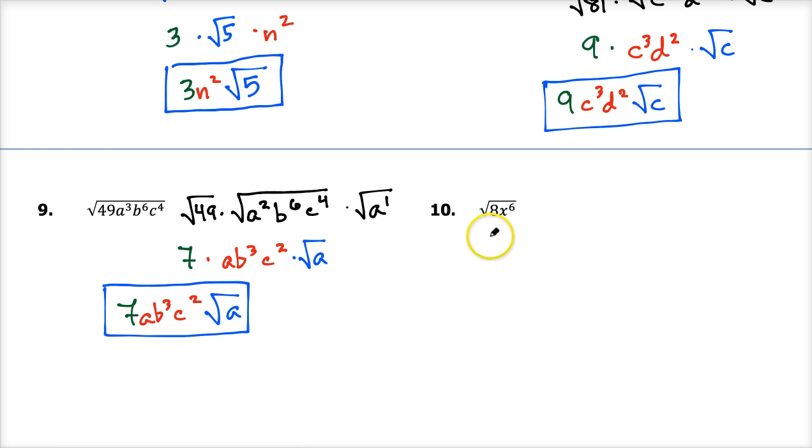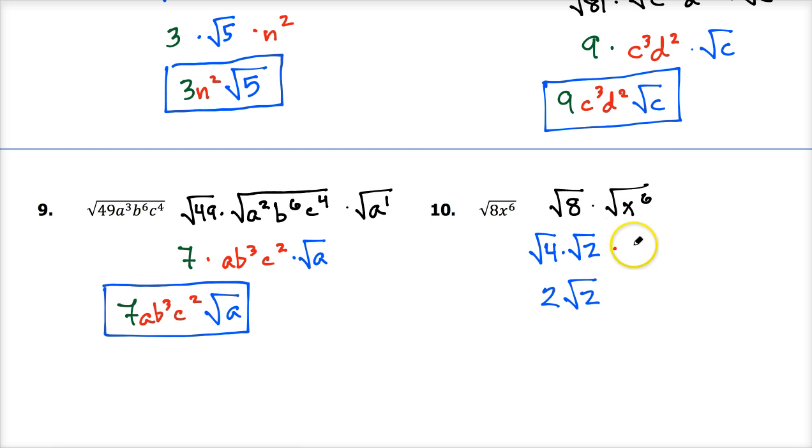Number 10, radical 8x to the 6th. So I can make this radical 8 times radical x to the 6th. Radical 8 is divisible by 4, so I can make this radical 4 times radical 2, which just becomes 2 radical 2. And then radical x to the 6th is just x cubed. So I have 2 radical 2 times x cubed, and the order I'm going to write that in is 2 followed by my x cubed followed by my radical 2.